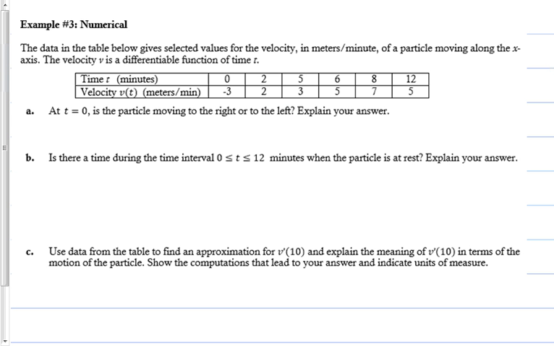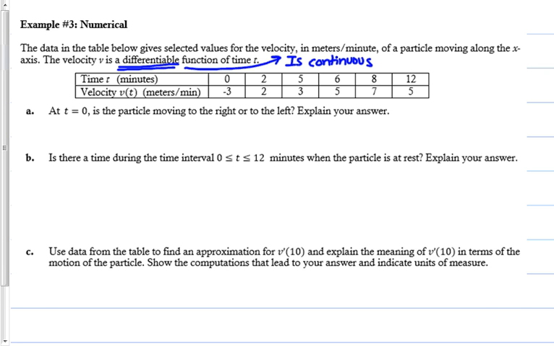Okay. Here's a data table. They're giving me selected values for the velocity in meters per minute of a particle moving along the x-axis. The velocity v is a differentiable function of time. The reason they tell you this is because you need to be like, oh, it's differentiable. If it's differentiable, that means this function is continuous. So that's not just there for decoration. It means something. This function is continuous. There aren't any gaps.